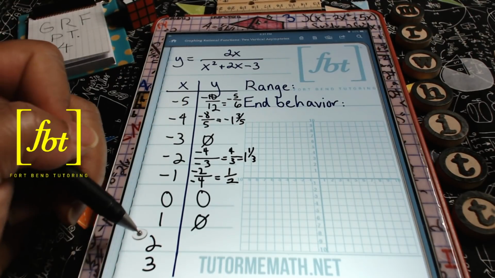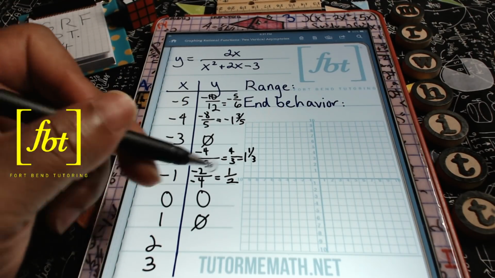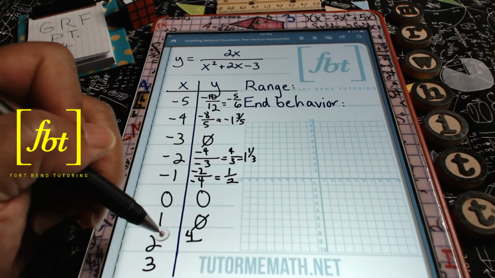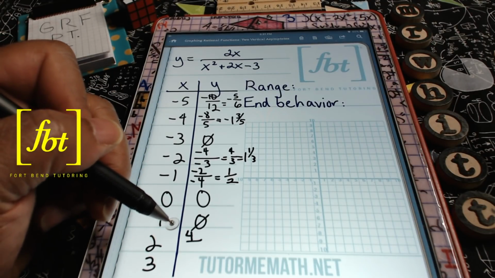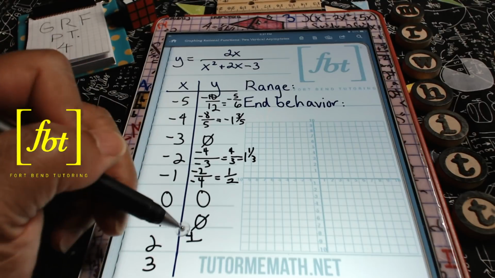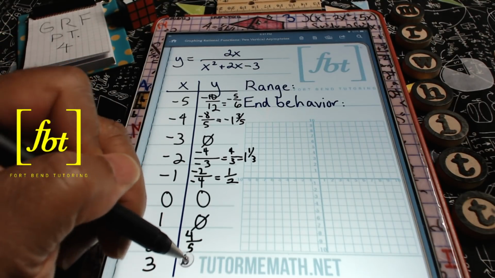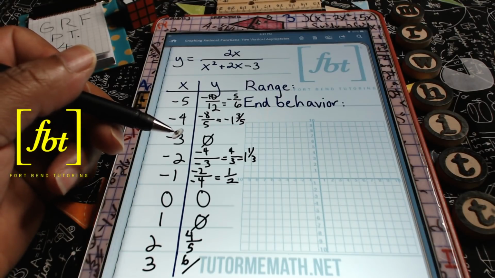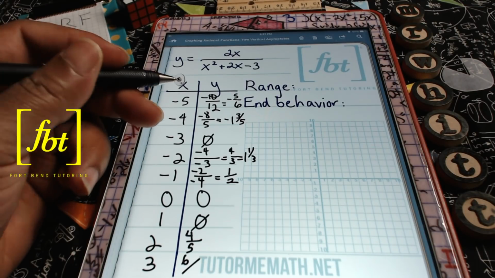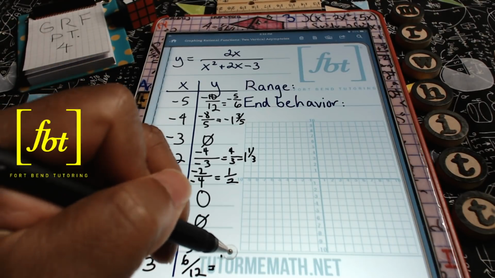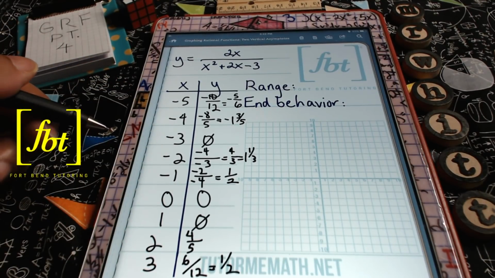Next, we'll have 2 to plug in. That's positive 4 in the numerator. Then 4 plus 4 gives me 8, and 8 minus 3 is 5. So that's 4/5. Plugging in 3, you'll have 6 in the numerator. Then in the denominator, 9 plus 6 is 15, and 15 minus 3 is 12. So this gives me positive 1/2.